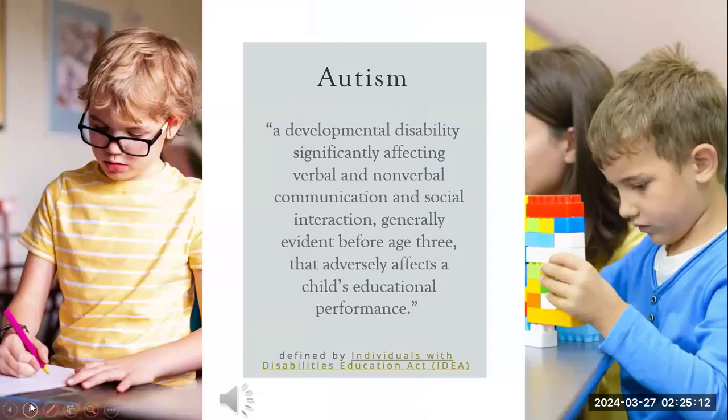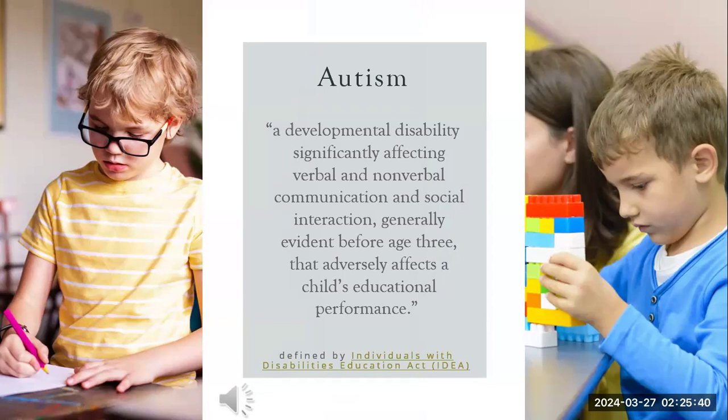So, what do we know in general about autism? According to the IDEA, Individuals with Disabilities Education Act, autism is defined as a developmental disability significantly affecting verbal and non-verbal communication and social interaction, generally evident before age 3, that adversely affects a child's educational performance.